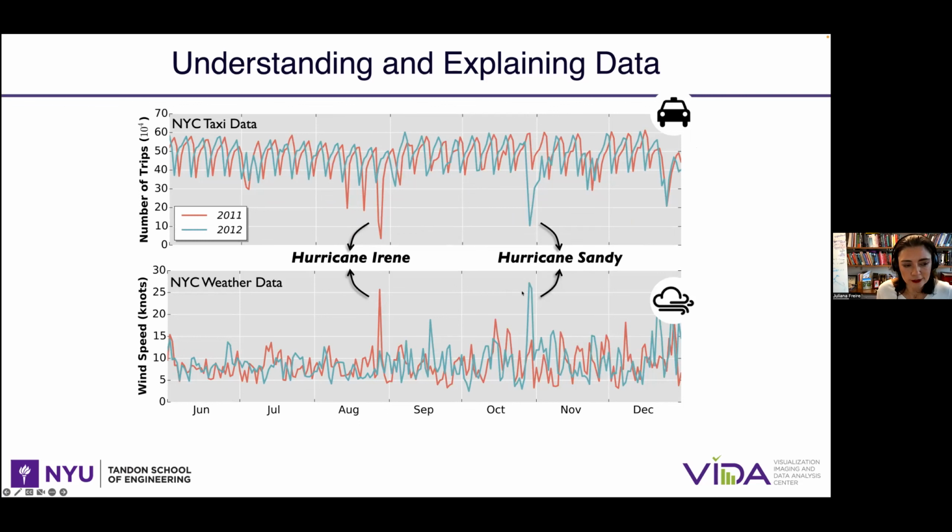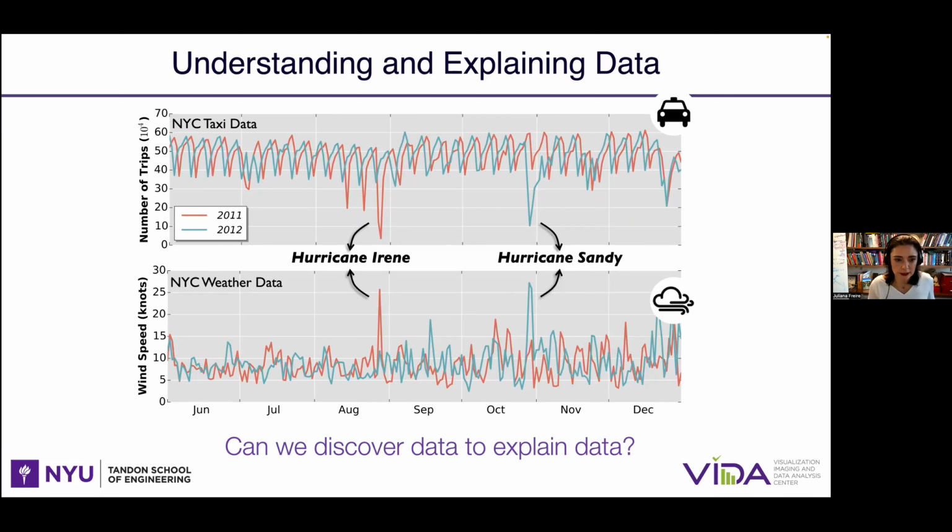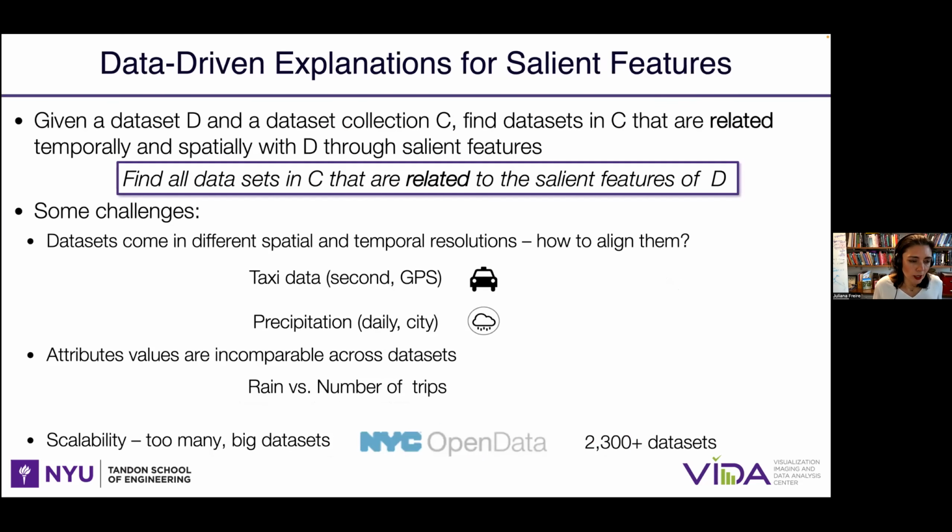And when I looked at this example, I thought, is it actually possible that we can discover data to explain data? This is a different type of data discovery query where we are trying to come up with explanations for salient features in a particular data set. So given a data set and a data set collection, we want to find data sets in that collection that are related or can explain the salient features.